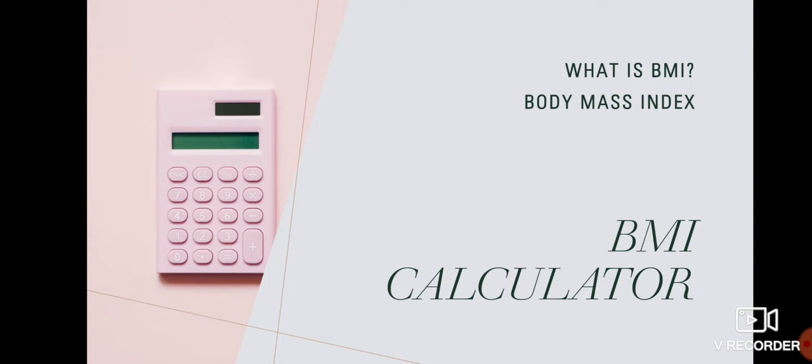So what is BMI? BMI is body mass index. It is an index which tells you the fatness of your body. In simple words, if you are having a high BMI, it tells you that your body is having high fatness. If it is low, then it tells you that you are having thinness. So in simple words, that is the BMI.